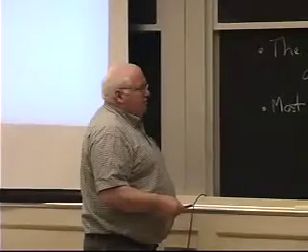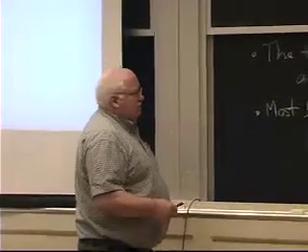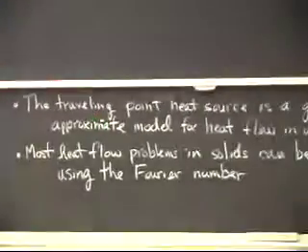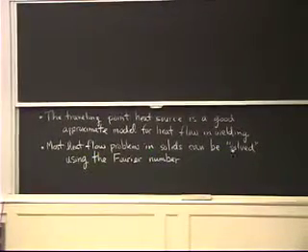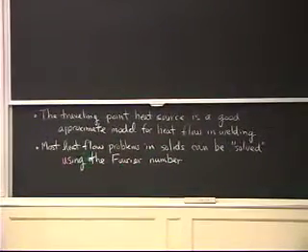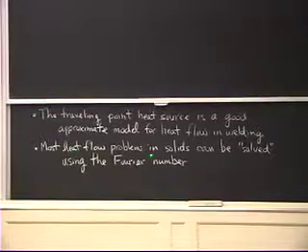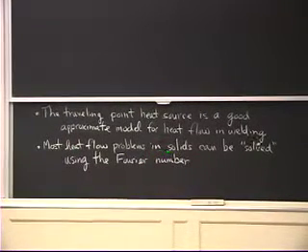Okay, last time we talked about the traveling point heat source, and it's a good approximate model for heat flow in welding, and that's the Rosenthal solution. You don't usually have to solve it because most times I want to know something, and we can probably go over this a couple of times again today. You can just use the Fourier number to solve.